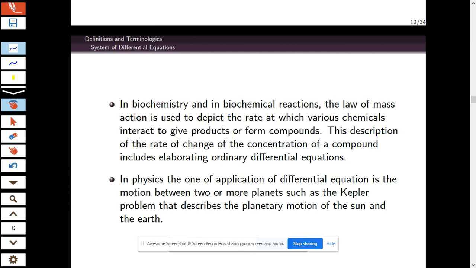And then in biochemistry and biochemical reactions, the law of mass action is used to depict the rate at which various chemicals interact. Okay, what does it mean here? Another way is in biochemistry, the rate of change of the concentration of a compound. So meaning you have some chemical reaction and the rate of change. I think we have studied this in applications of ODE. You have R in plus R out. I can't remember actually what you call the equation here. Rate of change, d over something. So this is to see the changes when you add the chemical.